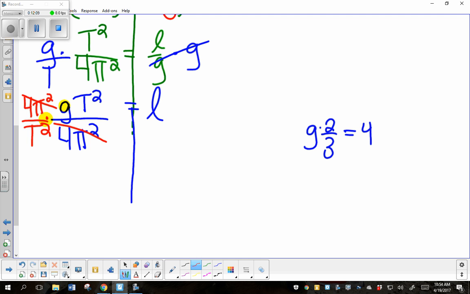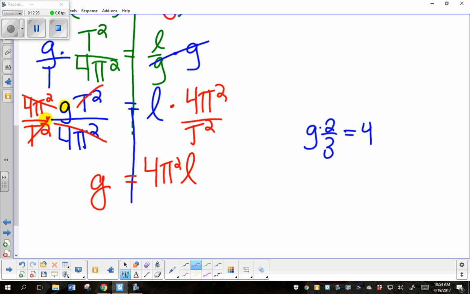4 pi squared over 4 pi squared is 1. T squared divided by t squared is 1. As long as we multiply this side by 4 pi squared over t squared. So now, what's left over here? G, that's exactly what we wanted. So G equals 4 pi squared L over t squared. Just because we kind of want the variables last, I'm writing the L last.